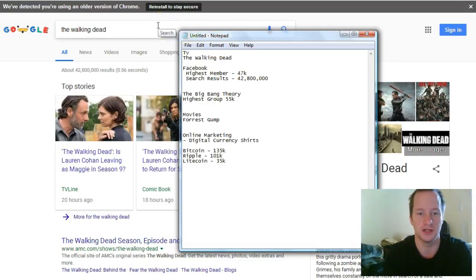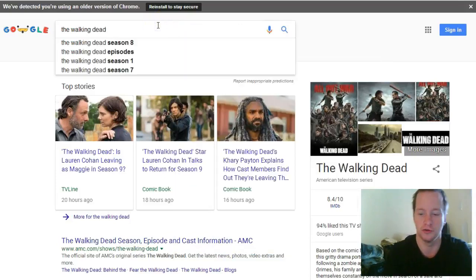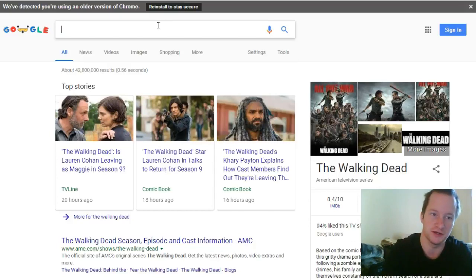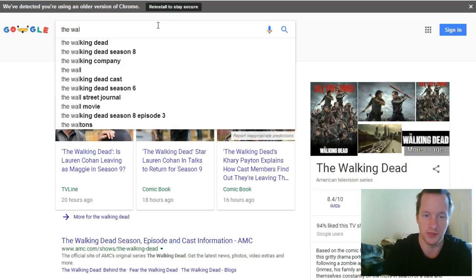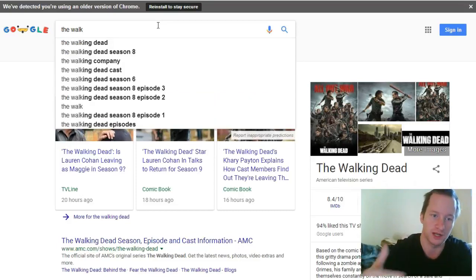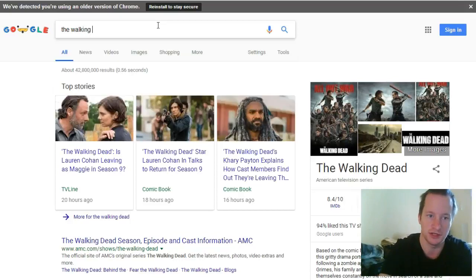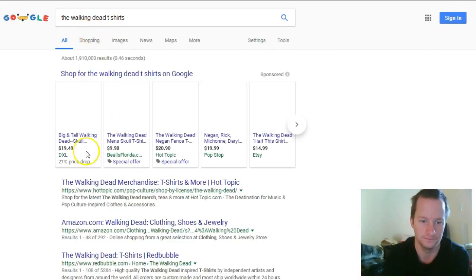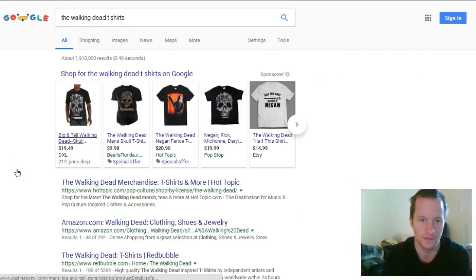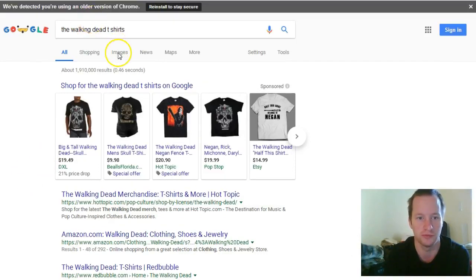So let's break it down a little bit more, and let's see if we can find any shirt designs. So let's do The Walking Dead t-shirts. Just type in the name of the subject that you want to make a t-shirt for, and then t-shirts at the end, and it should give you some ideas. This will give you a range of ideas. You can go to images, and it should bring up a Walking Dead theme.